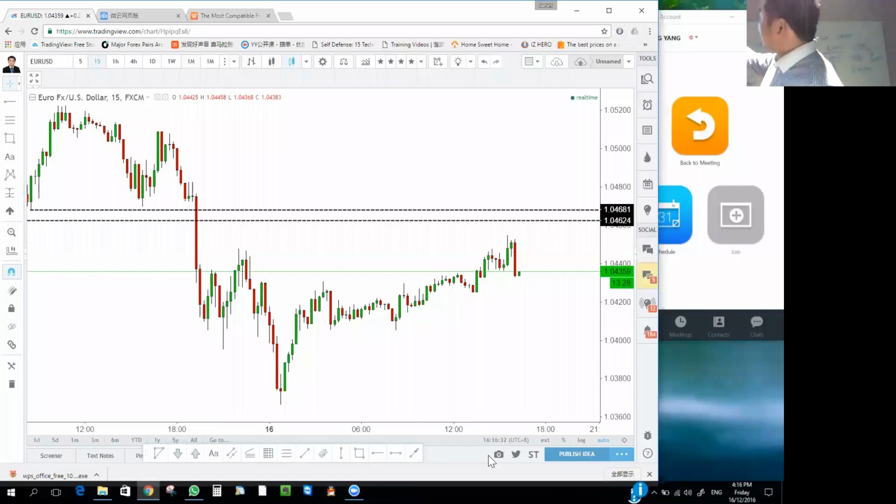So if that is the level you want to short, you just wait for it. If it never touches, you just don't trade. Don't be itchy fingers. Don't let your emotion drive you.